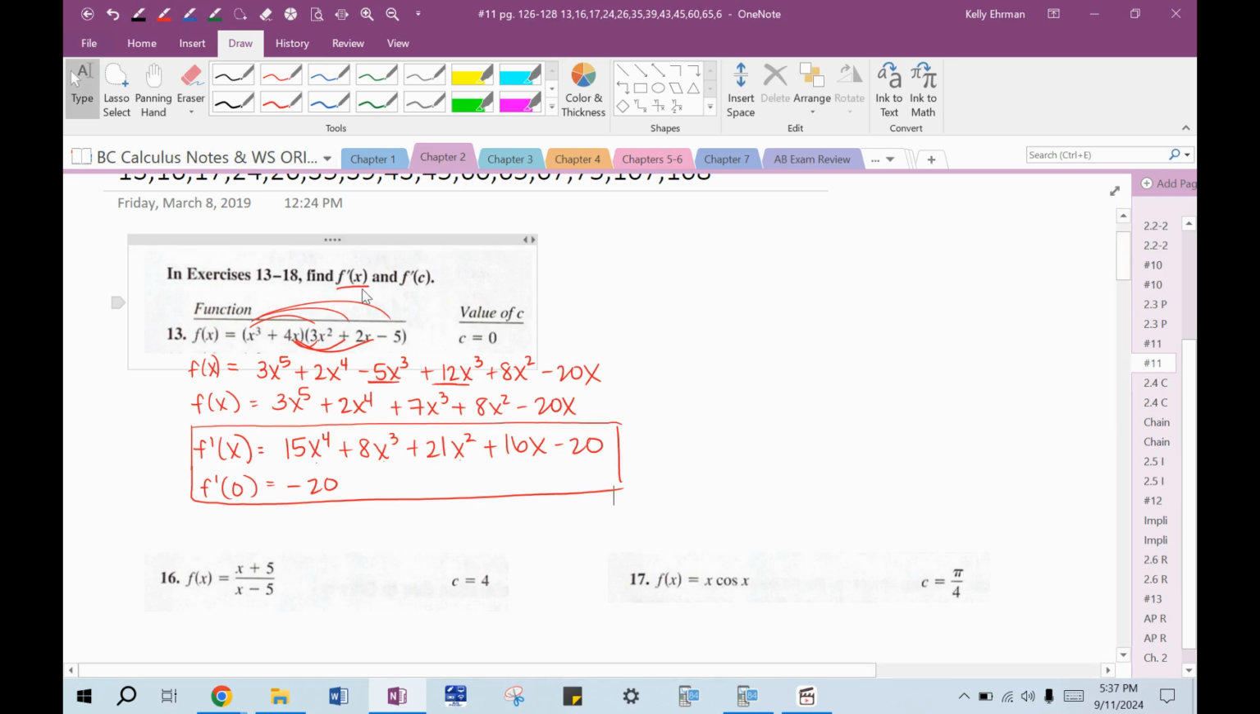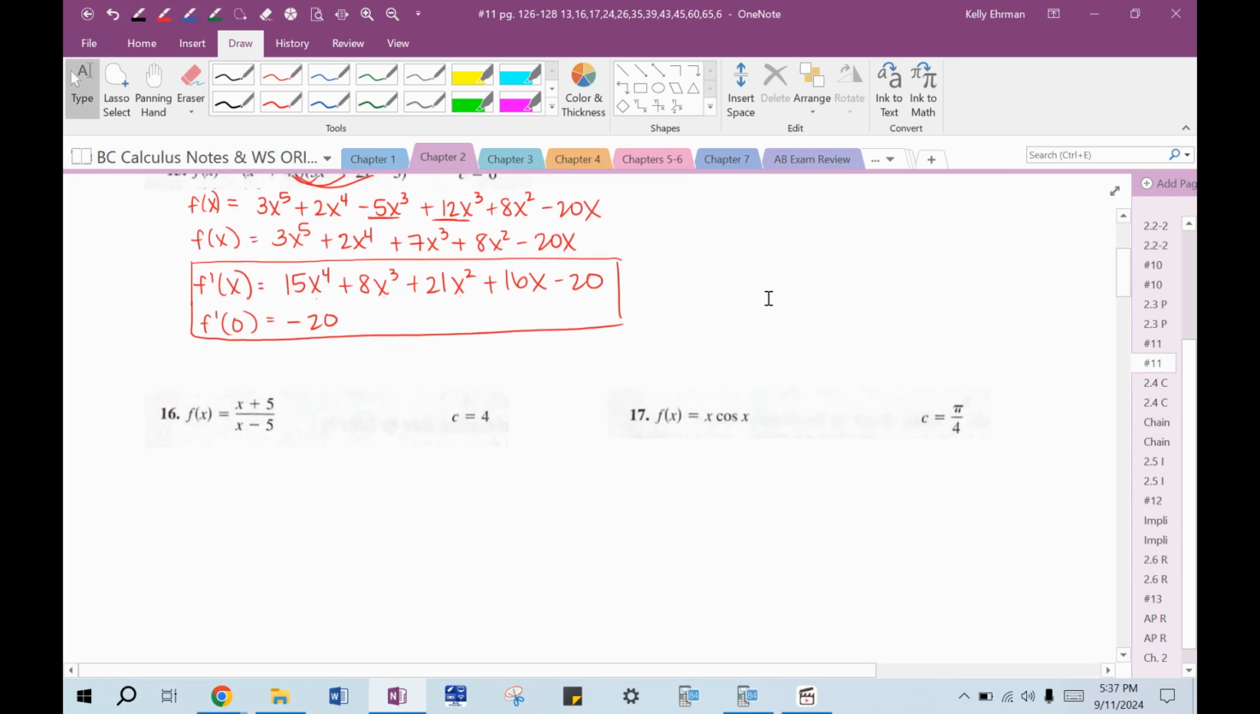16 and 17 have the same instructions, find f prime and then find f prime of c. So I can't do anything to simplify f of x. You can't divide individual terms or anything. So we're going to have to use quotient rule on this rational function because it can't be divided out. So quotient rule is low, d high, derivative of the top. I still write the ones even if they're 1, just so I know I've done that. So low d high minus high d low, the derivative of x minus 5 is 1, all over low low, which is supposed to mean x minus 5 squared.